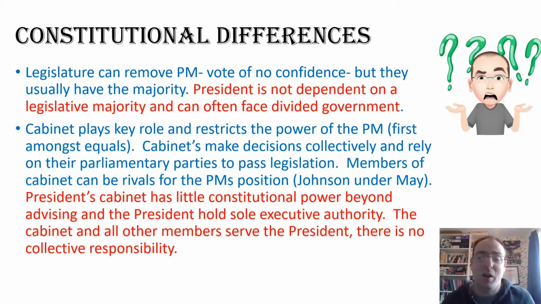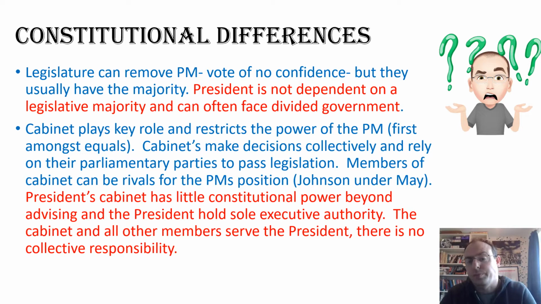And members of cabinet can prove to be quite strong rivals for the Prime Minister's position, and sometimes Prime Ministers take the decision that it's better to have your enemies close than it is to have them on the outside. So, for example, Johnson was in May's cabinet for quite a period of time before resigning, and once he wasn't in the cabinet, it caused even more problems for her.